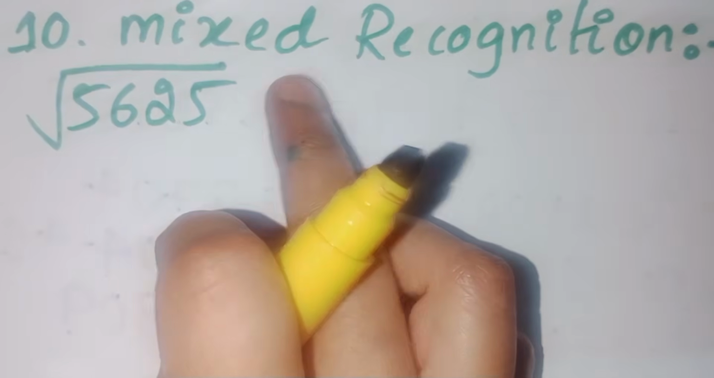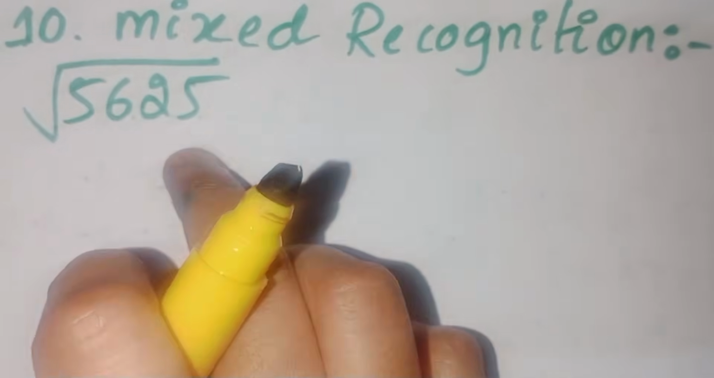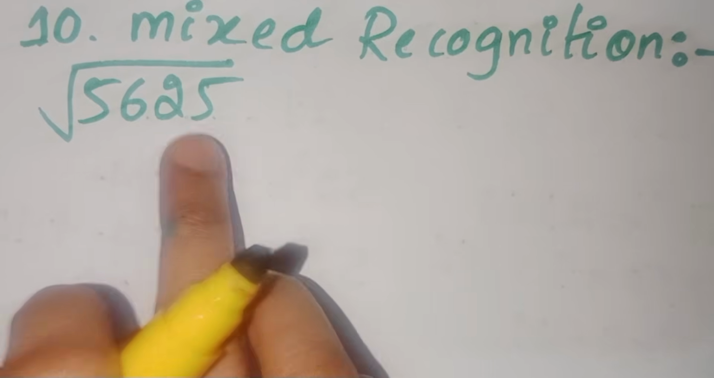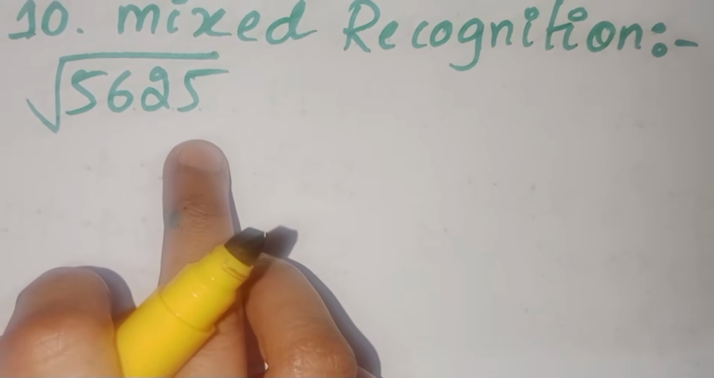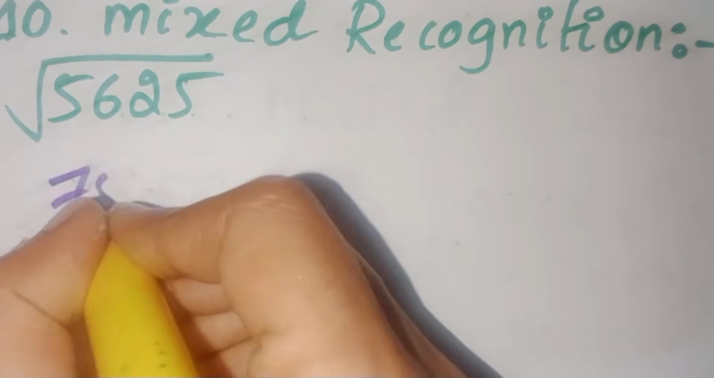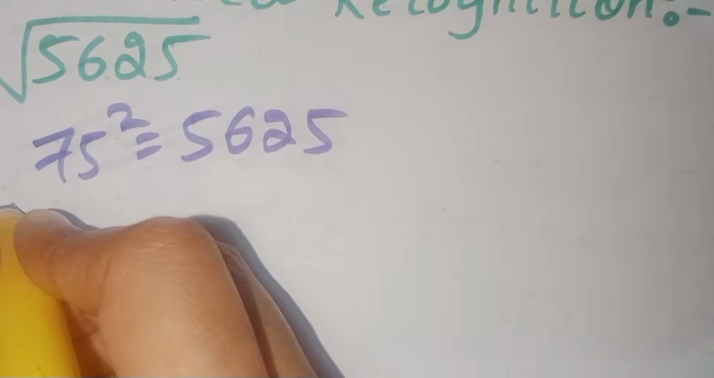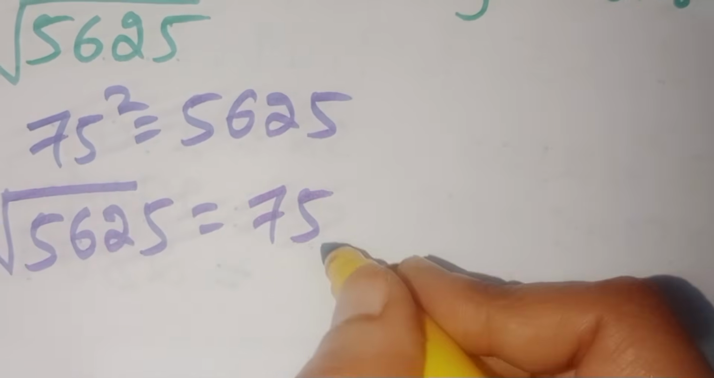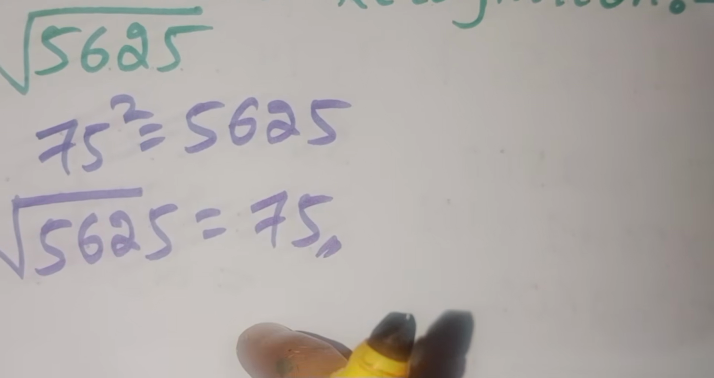Mixed recognition. Now for our final trick, we are going to combine everything we learned. I'll give you a number and you decide which shortcut is fastest. Square root of 5625. We know 75 square is 5625. So the answer is 75. Square root of 5625 is 75. Don't force one method on every number. Choose the shortcut that matches the number.